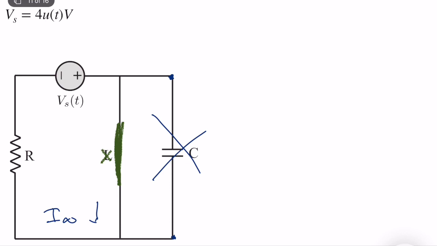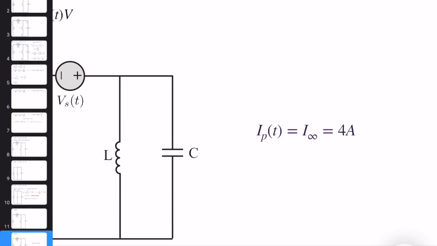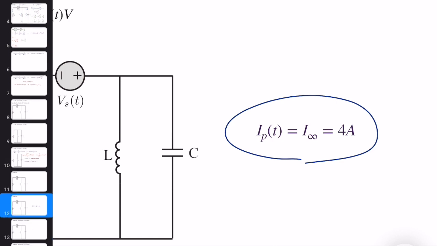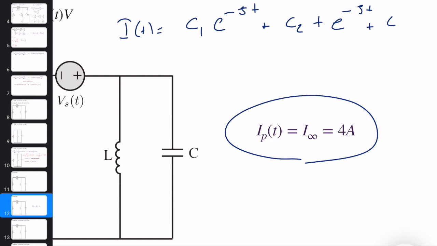So this is equal to I infinity, which is very easy. The current is flowing in the direction of the convention. So I infinity is equal to 4 volts divided by R, 1 ohm. It's equal to 4 amps. Okay, it's correct. So now we know that I of t is equal to C1 e to the power minus 5t plus C2 t times e to the power minus 5t plus 4.